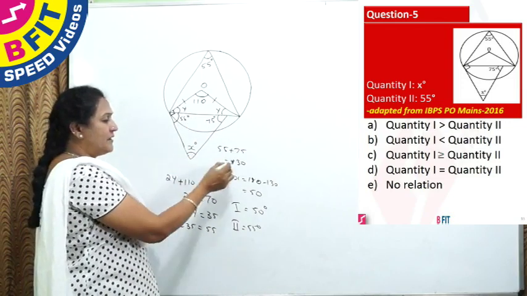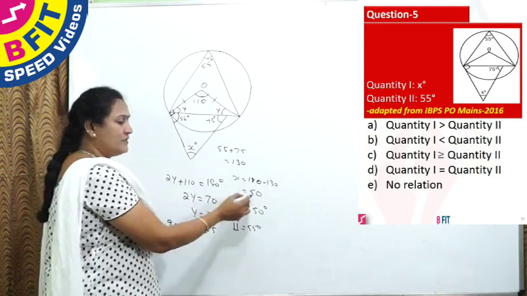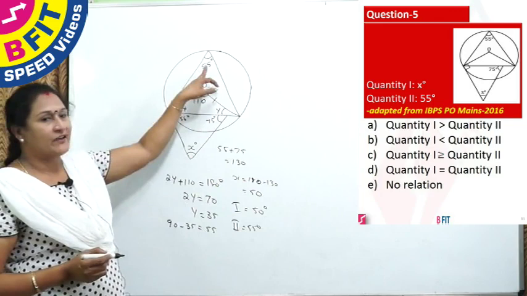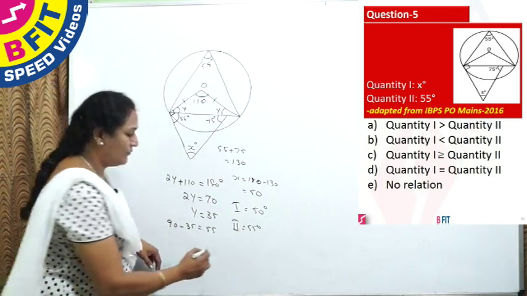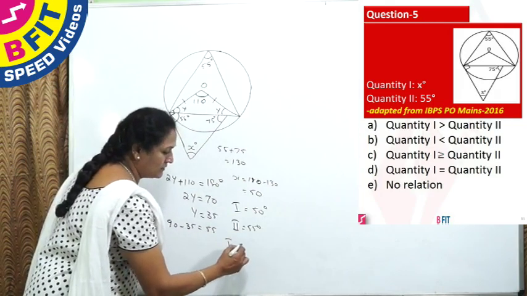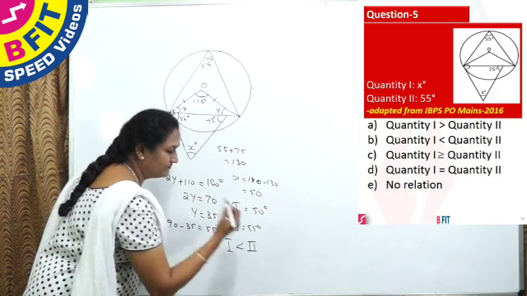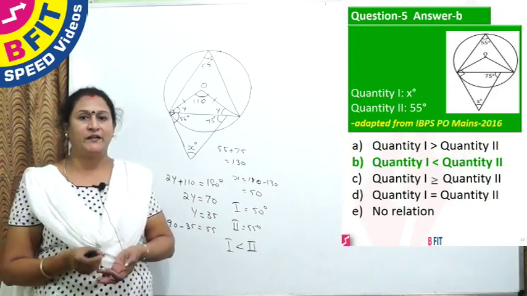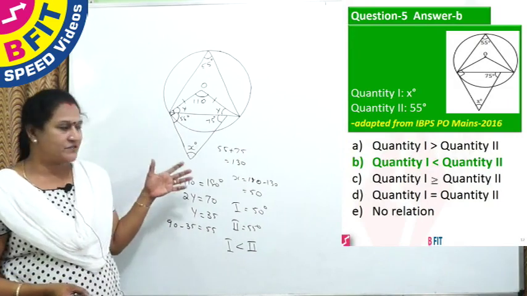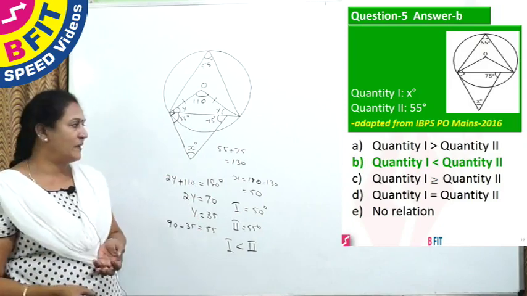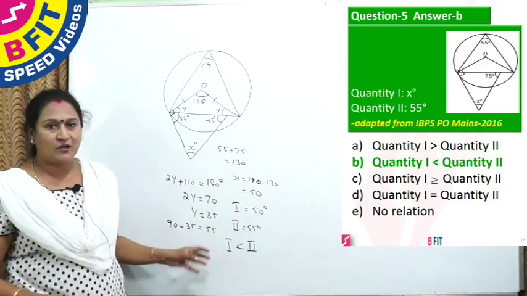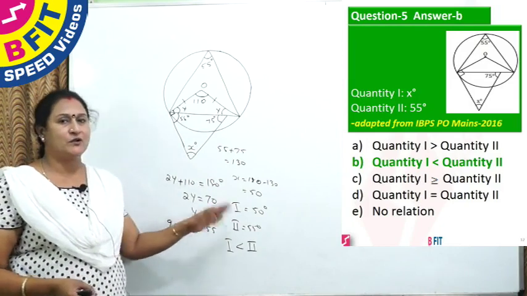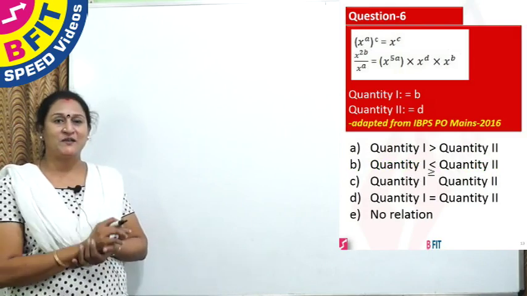To find x, subtract 130 from 180, x is 50. X is quantity 1, 50 degrees, and 55 is quantity 2. So quantity 1 is less than quantity 2. The answer is option B, quantity 1 is less than quantity 2. So this is the latest trend of questions which is asked. Don't panic, it is very simple. We can work this out and check which is greater, whether quantity 1 is greater or smaller. So we'll see the next question.